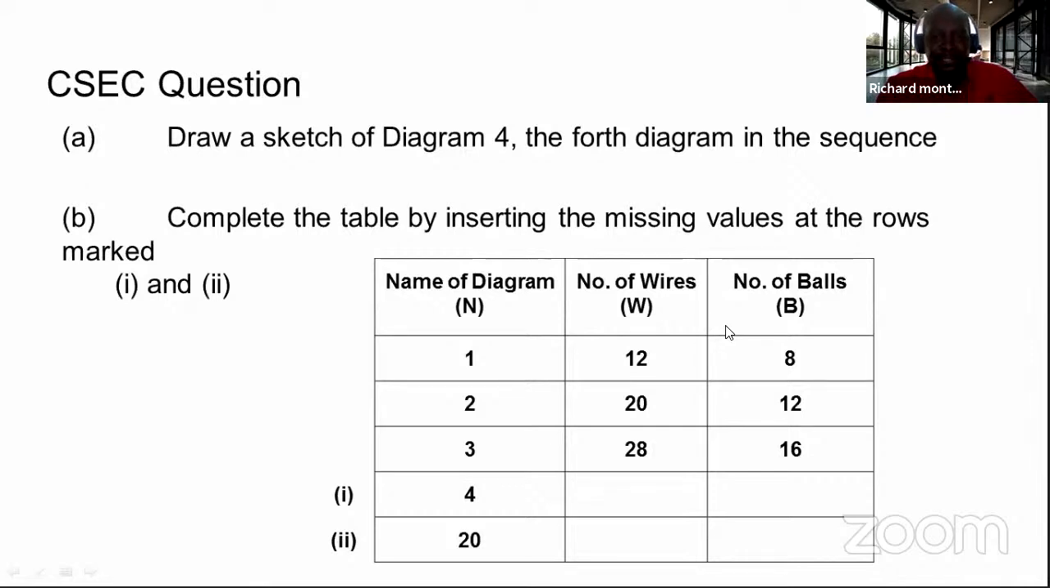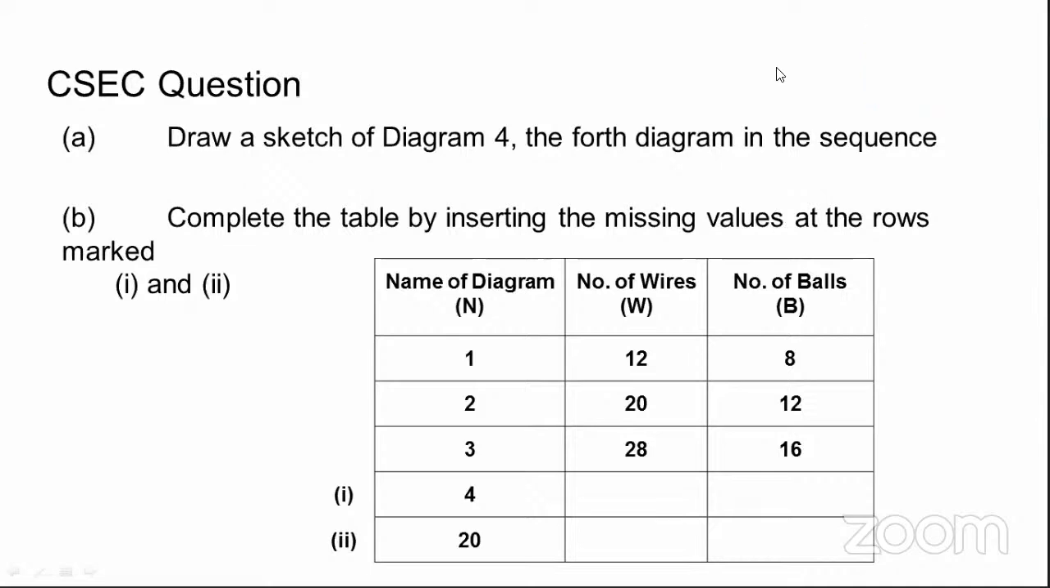So since we have recognized that figure 1 has 12 wires, 8 balls, figure 2, 20 wires, 12 balls, figure 3, 28 wires, 16 balls. How many wires would we now have in figure 4 and how many balls? So White is saying 36 wires, 24 balls. Also Sarah, Akeem. All right. Wilson is saying 36 wires, 24 balls.